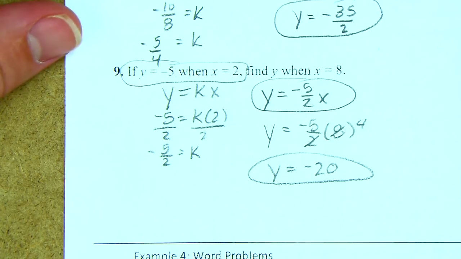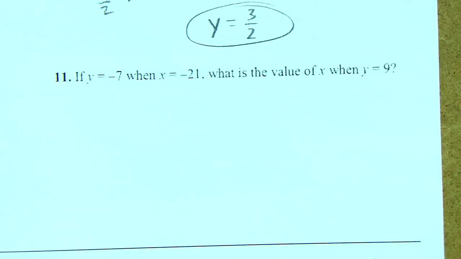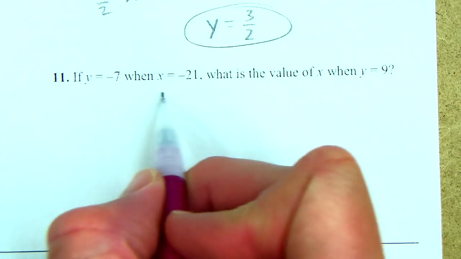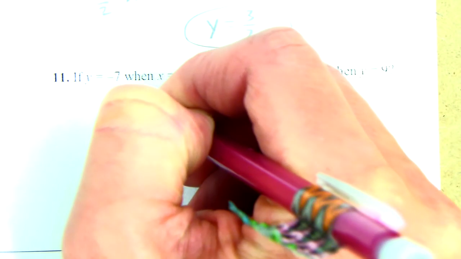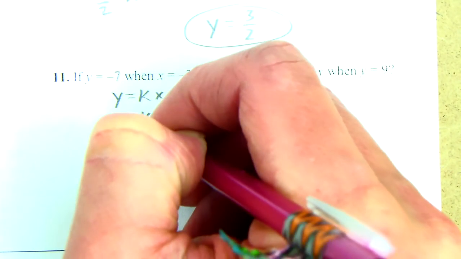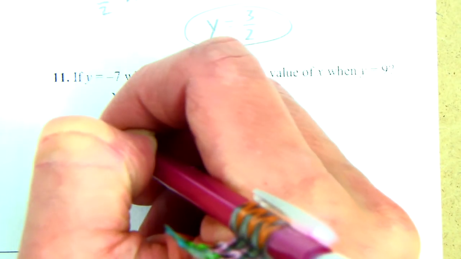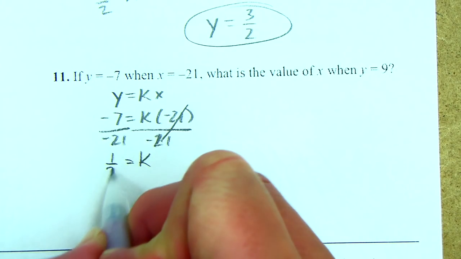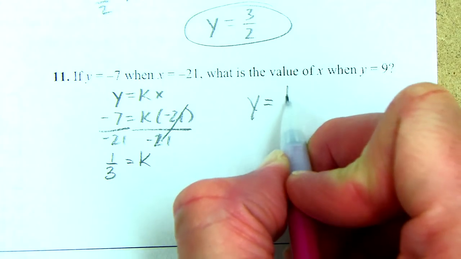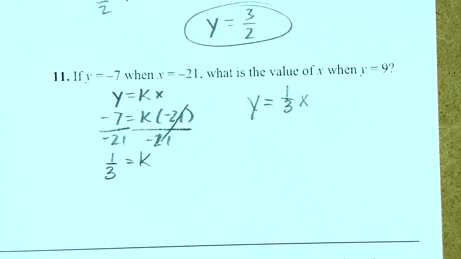On this very last one over here, be careful of these. Looks the same: if y is negative 7 when x is negative 21. So we have negative 7 equals k times negative 21. And when we solve it, don't get in a hurry, because that is not 3, it's 1/3. Our equation is y equals 1/3 x.